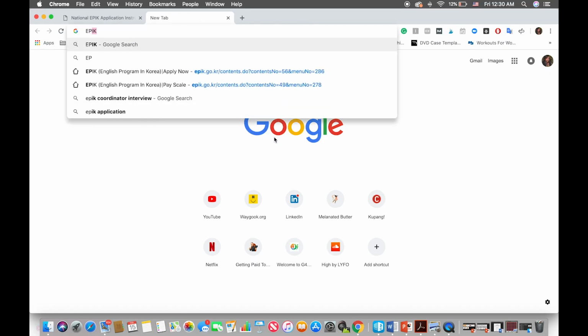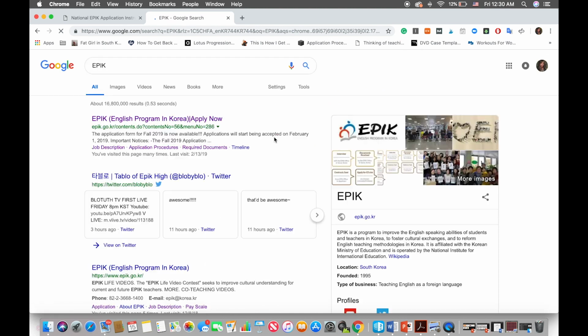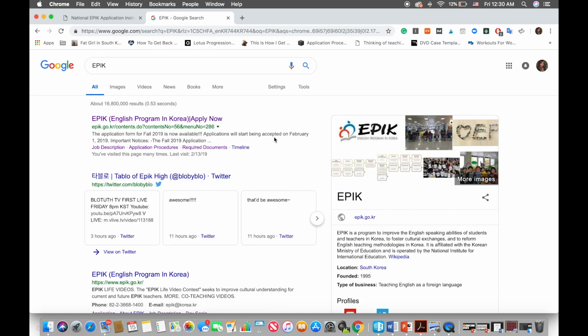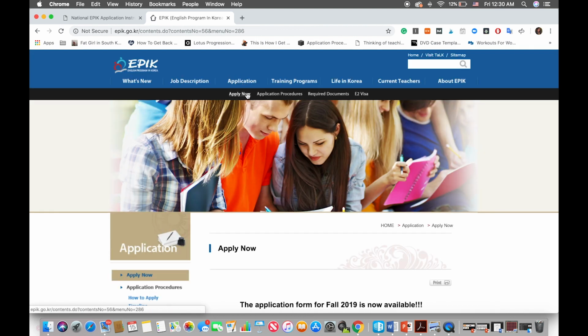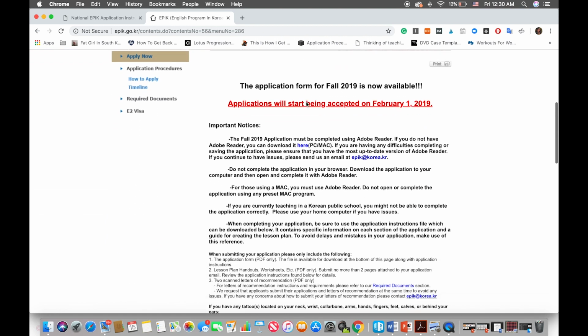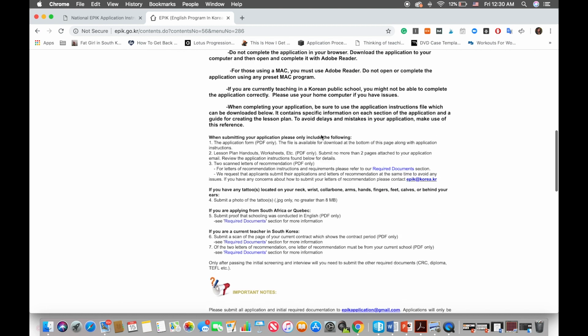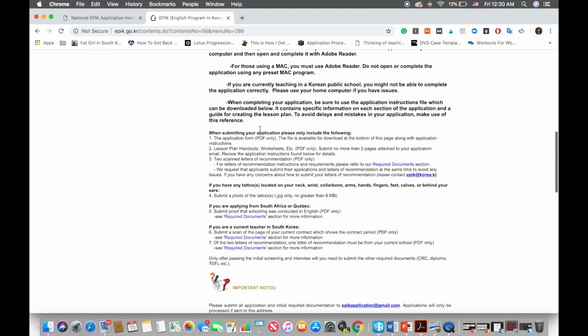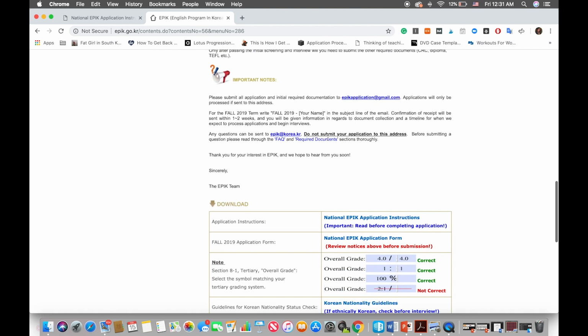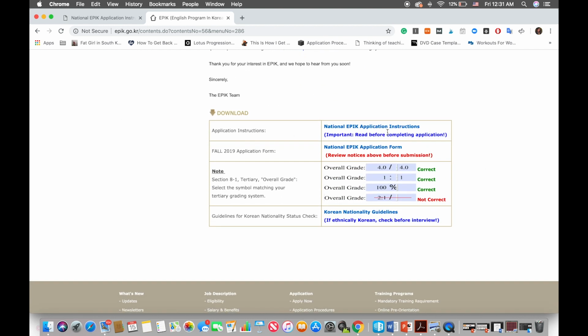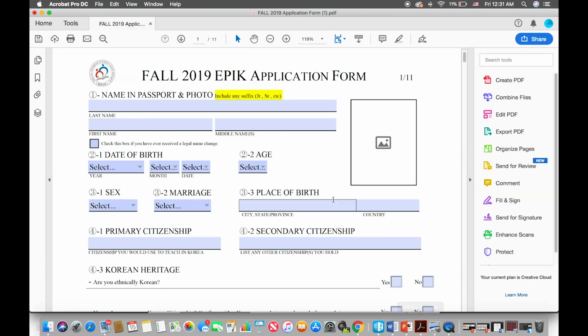So the first thing you want to do is Google Epik, or you can go directly to the Epik website, but I'm just going to Google Epik. Click on the first result. Click on application. You want to make sure that you have Adobe Reader on your computer, so if you don't have it, download it over here. Scroll down. Obviously you want to read everything as you go by to make sure that you have the right information. Then you want to click on the Epik application instructions and the Epik application form, so you will click on these two downloads. After that, you want to open your Epik application.